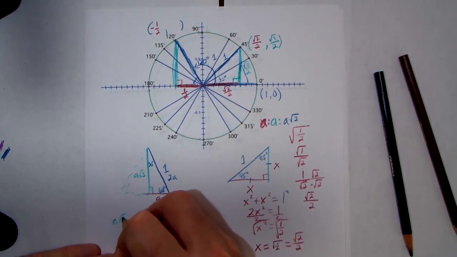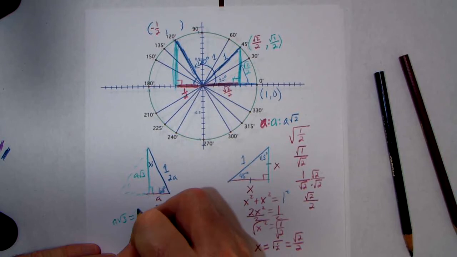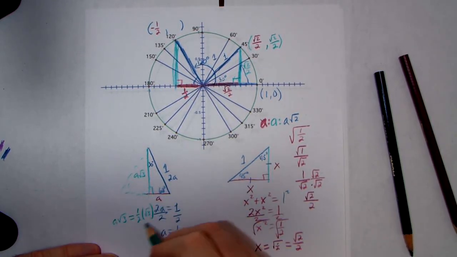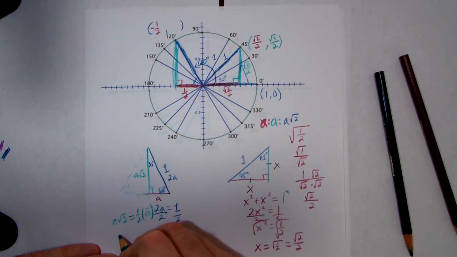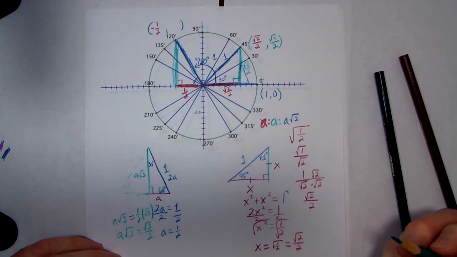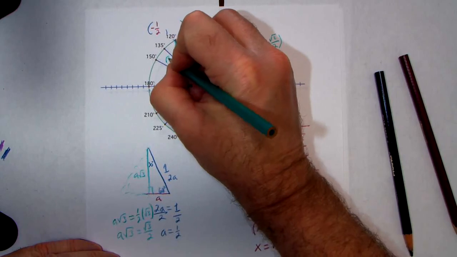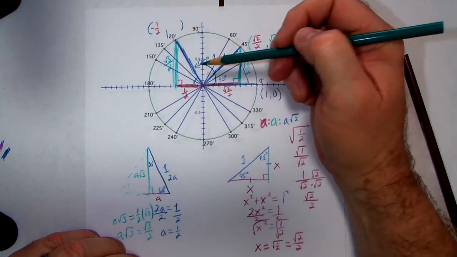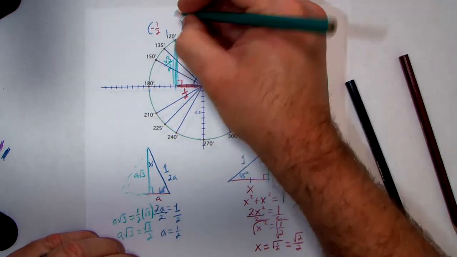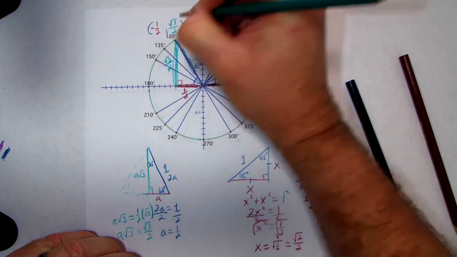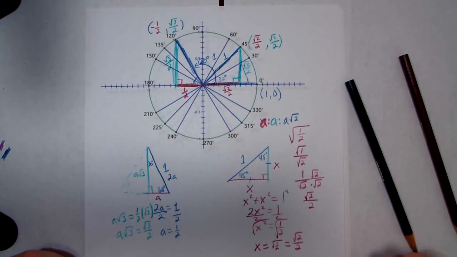So a root 3 is equal to 1/2 times the square root of 3, which we tend to write as a single thing. So the a root 3 side is the square root of 3 over 2. This is still an upward motion for the y-axis, so the coordinate is root 3 over 2.